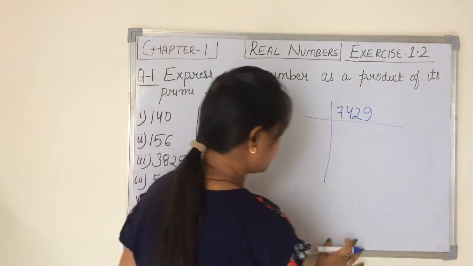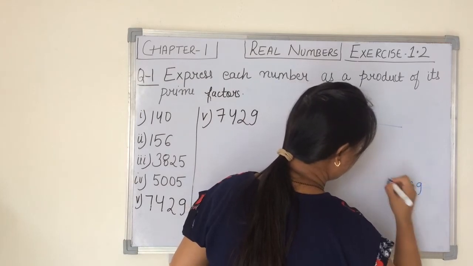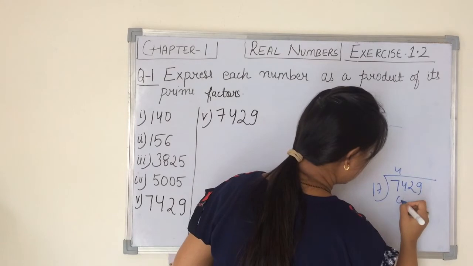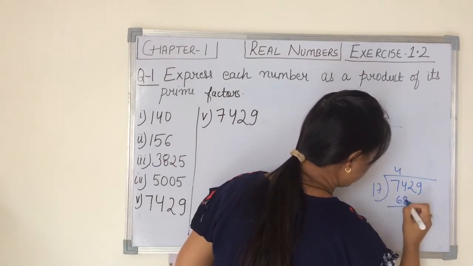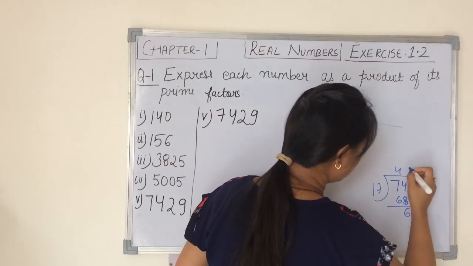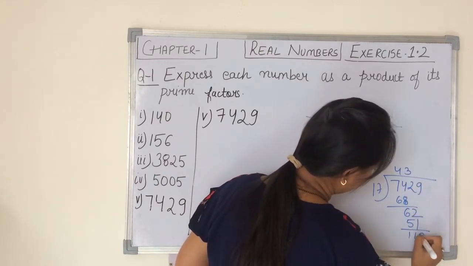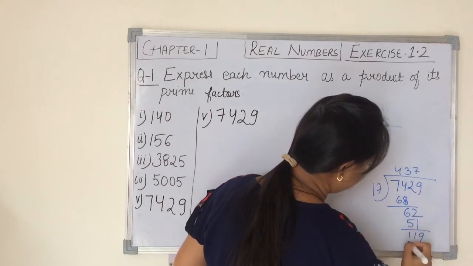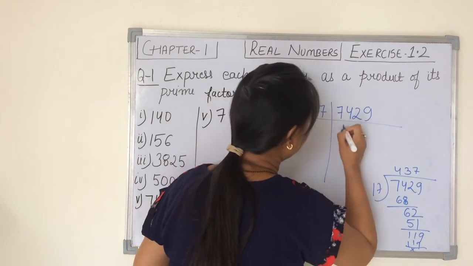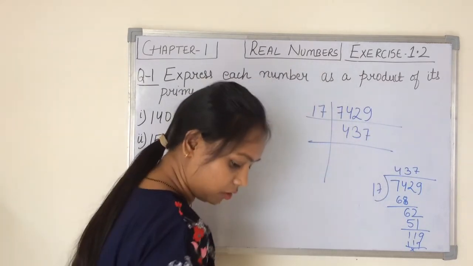Let's check its divisibility by 17. 7429 by 17. 68. 62, we have got remainder 51. Here 119, it will go 7 times. Yes, it is divisible by 17. How many times? 437 times. Fine.